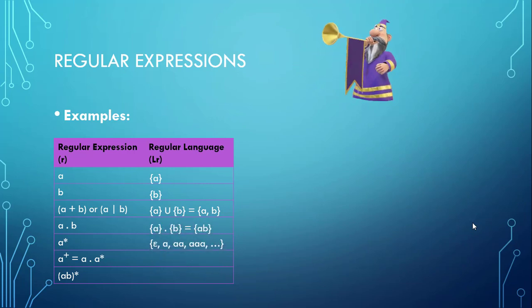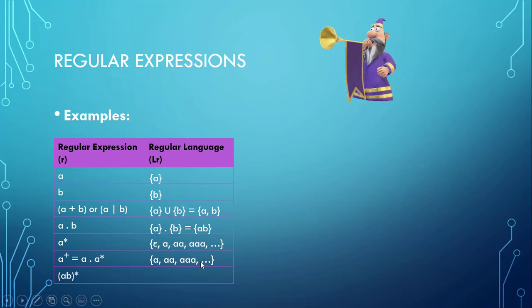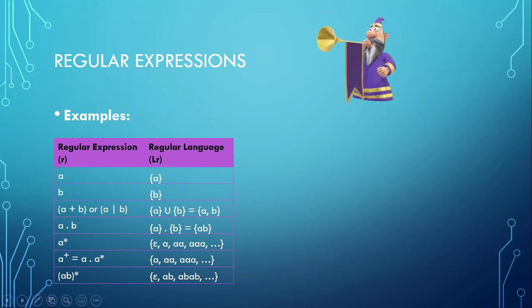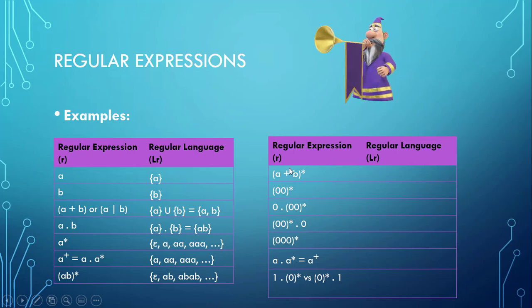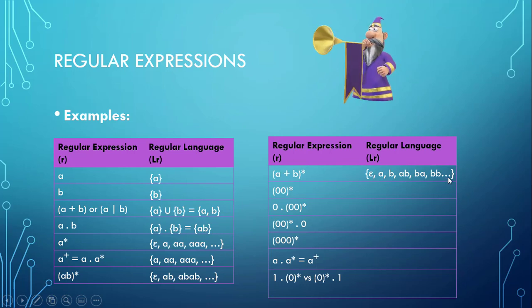A star will be epsilon comma A comma AA up to infinity, as the language operation stated that i will run from 0 to infinity. Then A plus closure will start at A, then go up to infinity, that is L raised to 1 to infinity. Then AB star will be epsilon, AB, ABAB and so on. Now let us see what we get for the expression A plus B star as the language. So here we will get epsilon, A, B, AB, BA, BB, AA and so on.